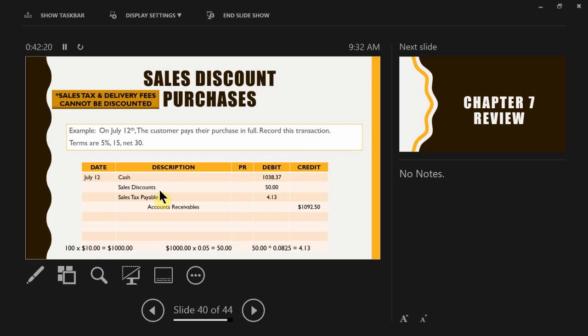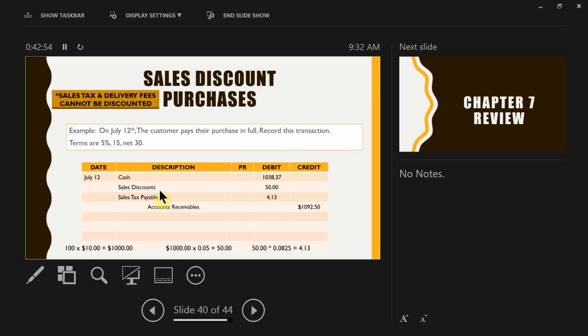So therefore, customer A is going to pay me for this transaction $1038.37. How did you get that? I took the difference between the $1092 minus the $50 and minus the $4.13.